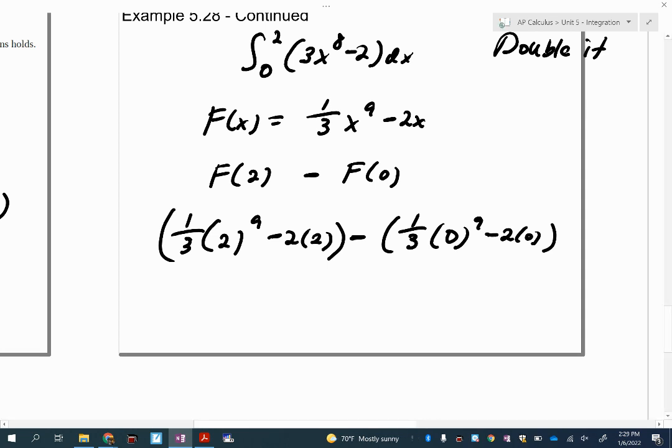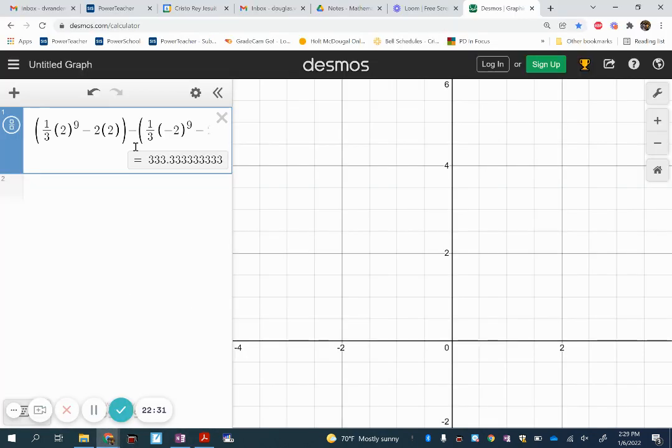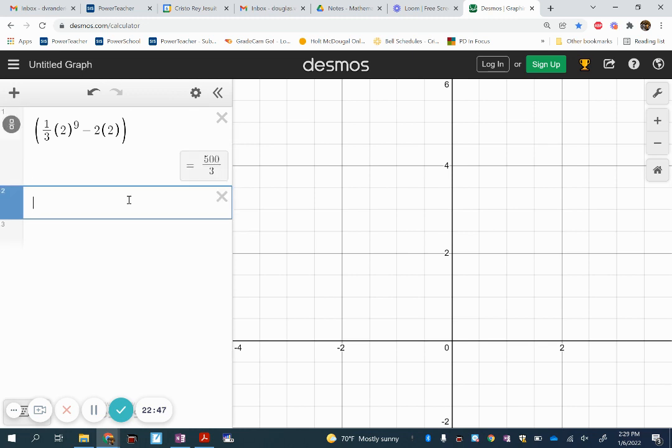All right, so 1/3 times 2 to the 9th power minus 2 times 2, which I think I have some of that right here. So there it is, 1/3 times 2 to the 9th power minus 2 times 2. So that is 500 thirds, or 166.6 repeating, if you double it. So 2 times 500 thirds, you get the same answer we had before, which was 1,000 thirds.